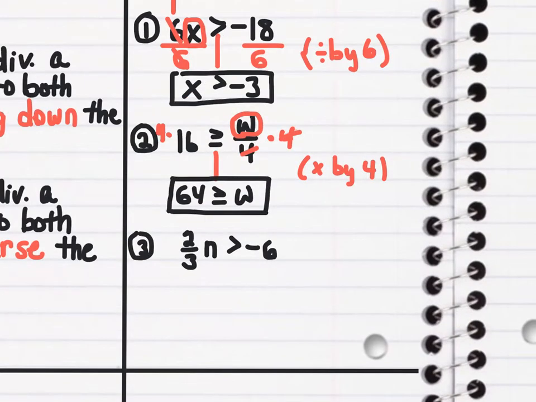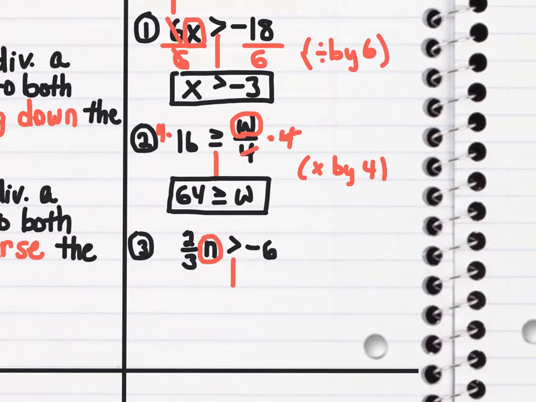So now let's take a look at problem number 3. When you write this down, leave a space in between the 3 and then the fraction 2/3, because we're going to be writing in that space. So I want you to write 2/3 n is greater than negative 6. And we're going to, again, circle the variable n. And then you're going to draw a line underneath the greater than symbol.